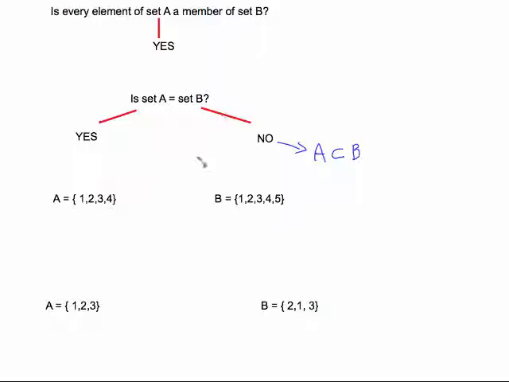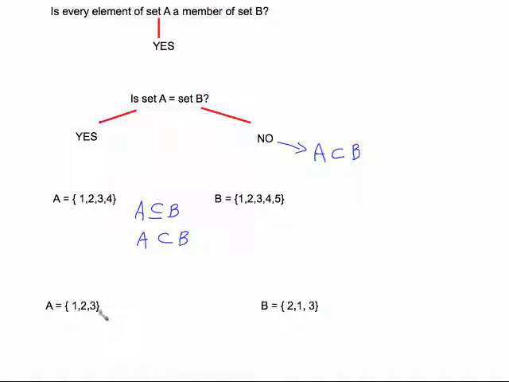So here's the flow chart again. I have set A 1, 2, 3, 4. I have set B 1, 2, 3, 4, 5. First question, is every element of A also an element of set B? The answer to that here is yes. Therefore, I can say A is a subset of B. Furthermore, I ask, is set A equal to set B? No. Since I've said no, I may also say that A is a proper subset of B.